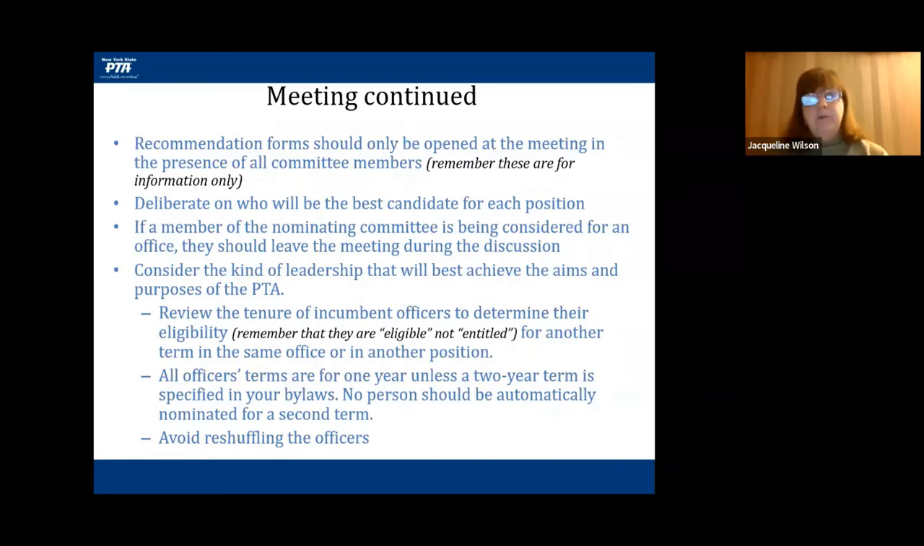And avoid reshuffling the officers. That does nothing to foster your leadership. And what happens is when those officers have done every office and every term, and now their children leave the building, where is your new leadership going to come from? So we always try to encourage to have a good variety and to not just keep the same officers changing over and over again.